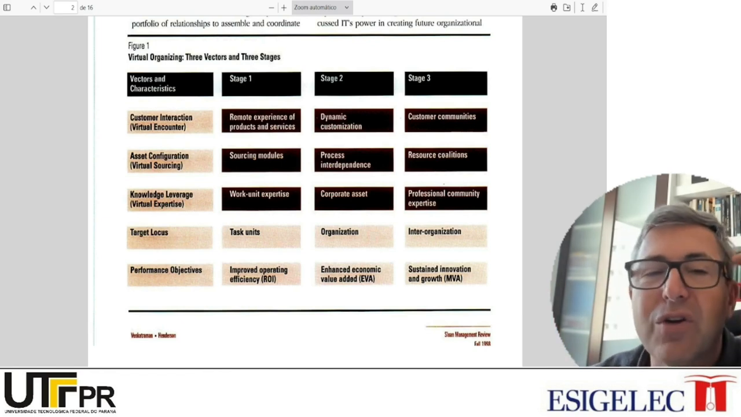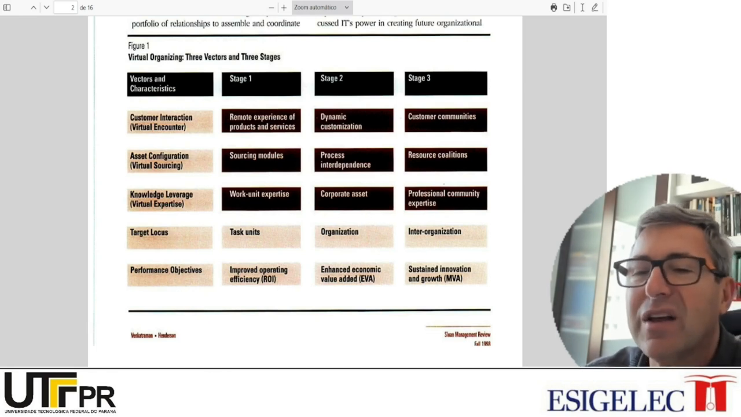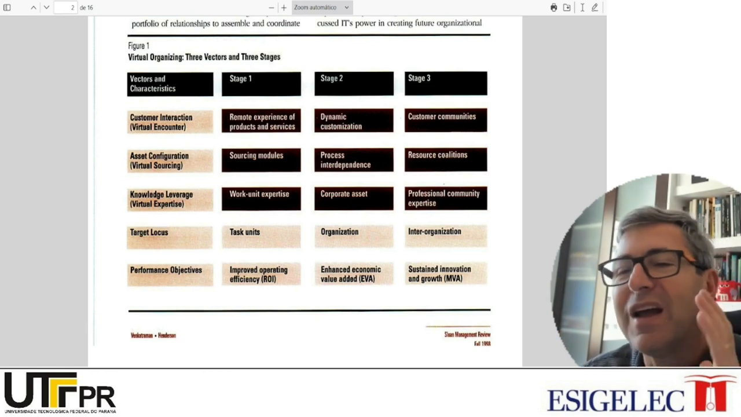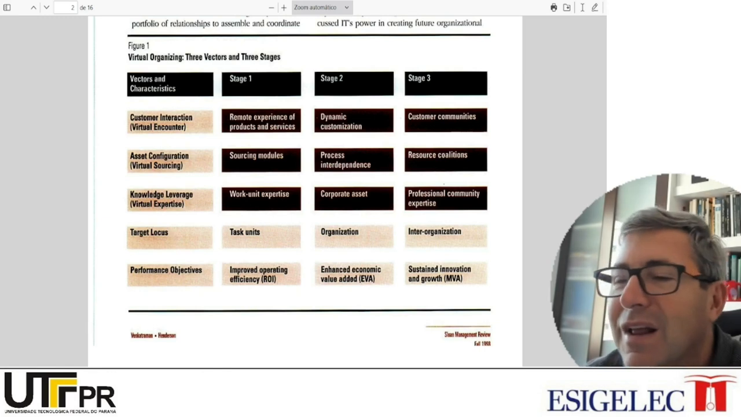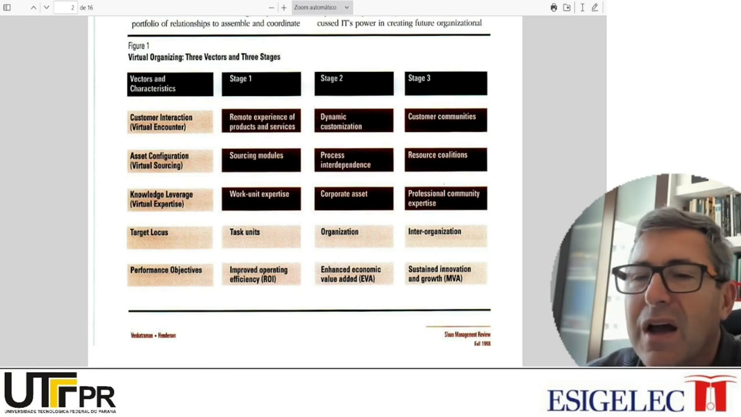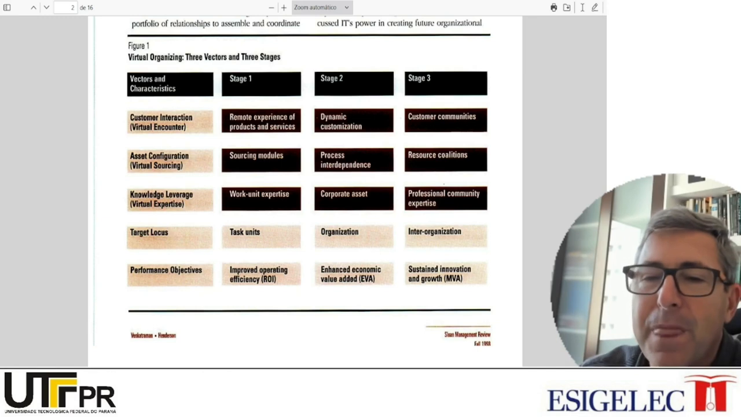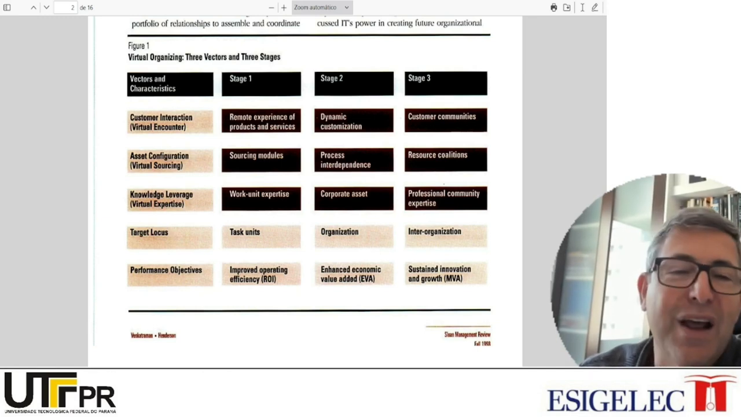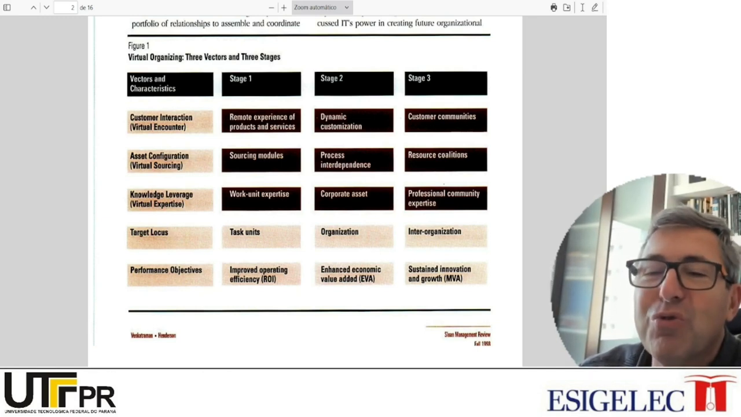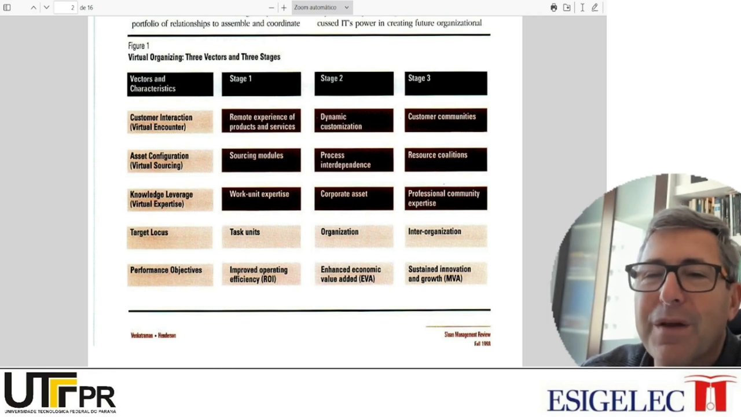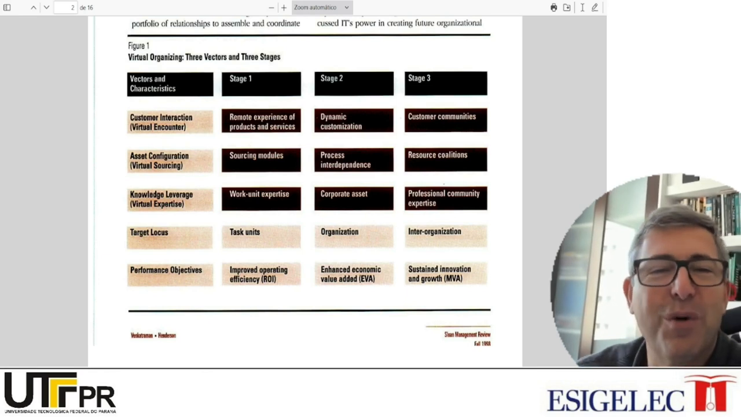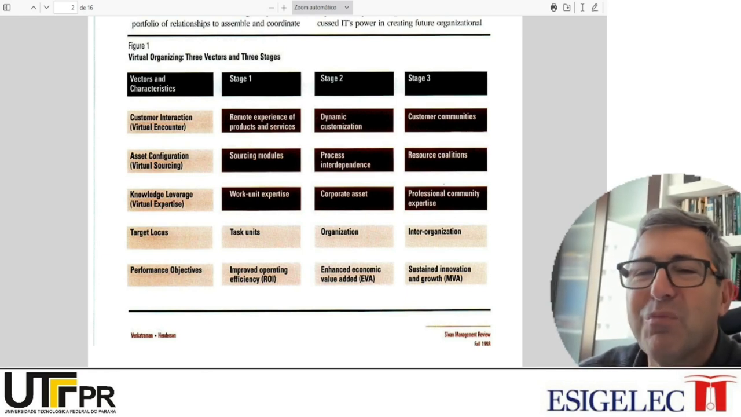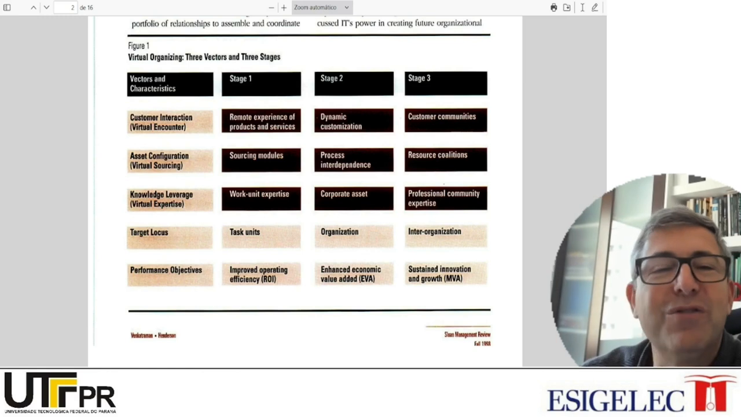And when we get to the knowledge leverage or virtual expertise here, I always had the impression that the ideas are a little more difficult to capture. But it might be my reading of the paper, and maybe if I were to reframe these vectors 25 years later, which is very comfortable because we know how far we went with it.